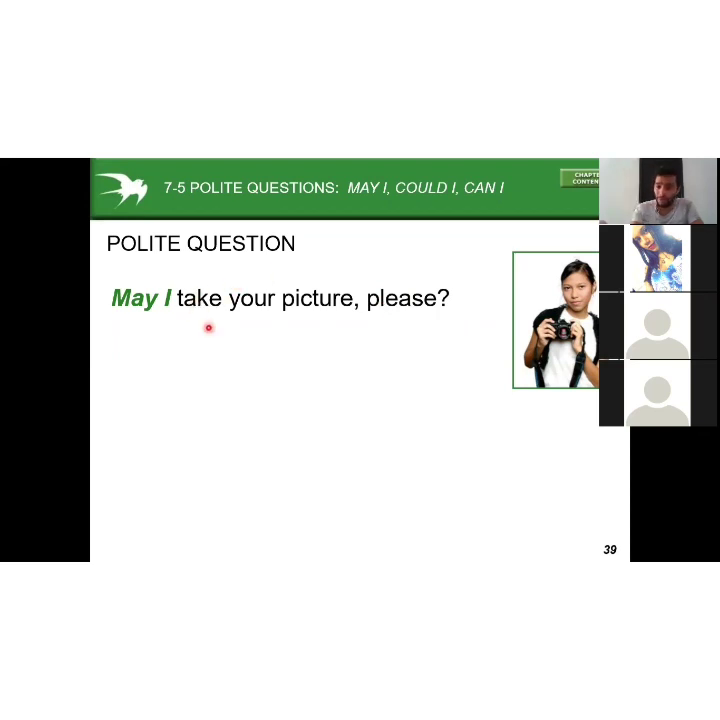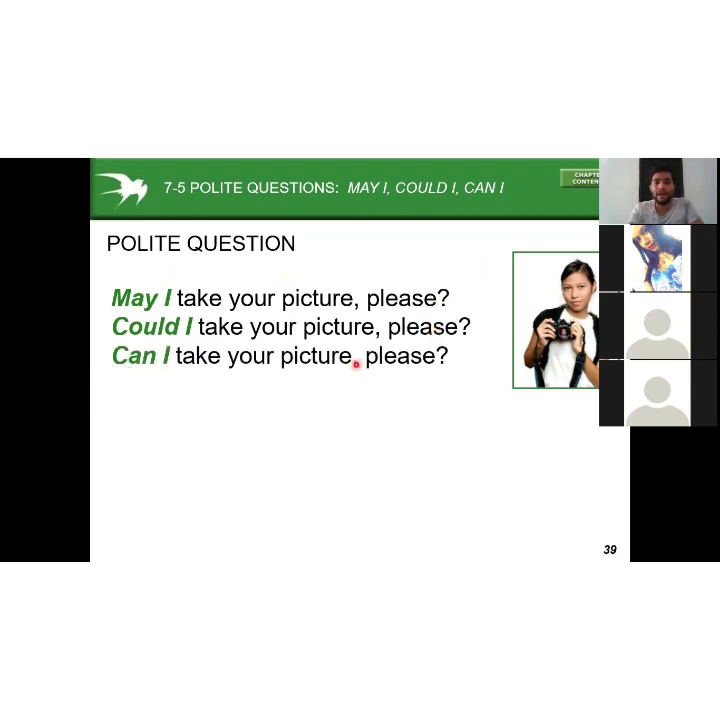So if you want to use something with please to sound more formal, to sound more polite, in combination with may, or could, or can, use please at the end of a question. Could I take your picture, please? Or can I take your picture, please? Also at the end, right?